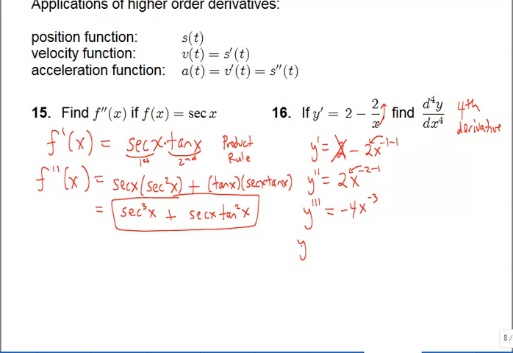If I take the derivative again, that'll give me that fourth derivative, or d4y over dx4. So bring down the minus 3 times a minus 4 becomes a positive 12, and when I subtract 1 from the power, this becomes a minus 4. If you want, you can push that x to the fourth back down into the denominator, and there is our fourth derivative.